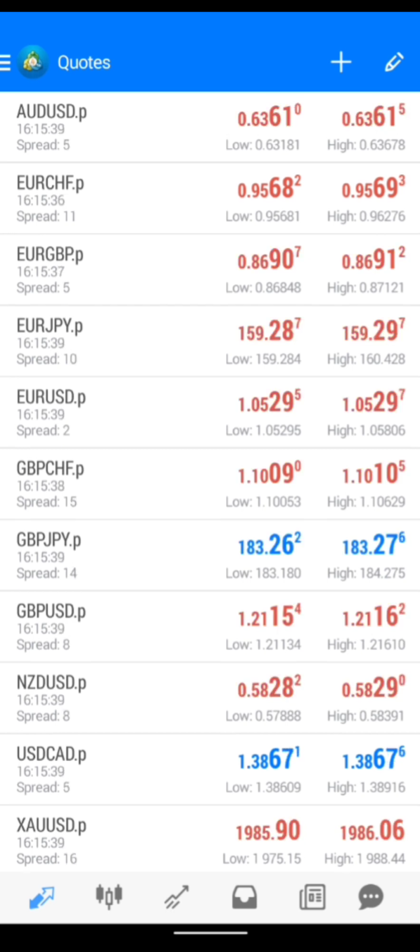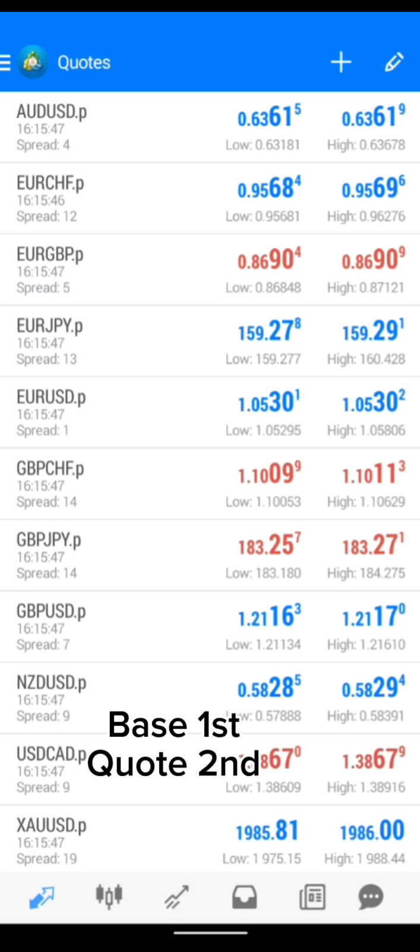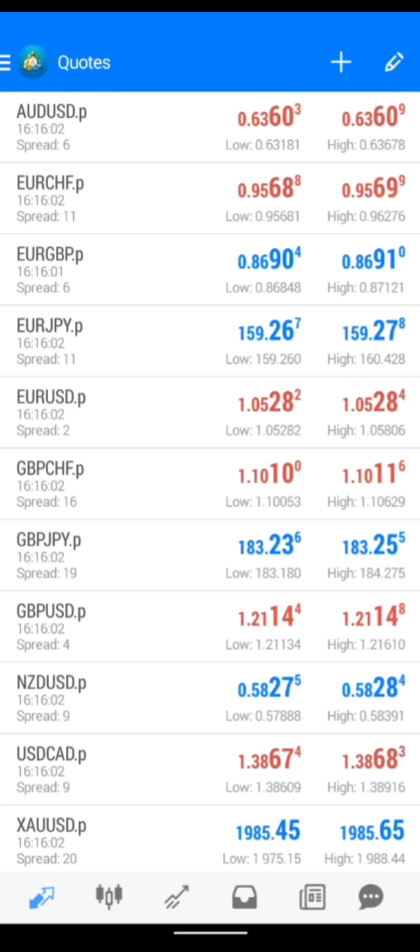Currencies are paired, so we always have the base and the quote currency of that pair. Let's pick AUD USD. The base currency is the first currency in that pair. In this case, AUD is the base currency, and USD is the quote currency. So for EUR CHF, euro is the base currency, CHF is the quote currency.